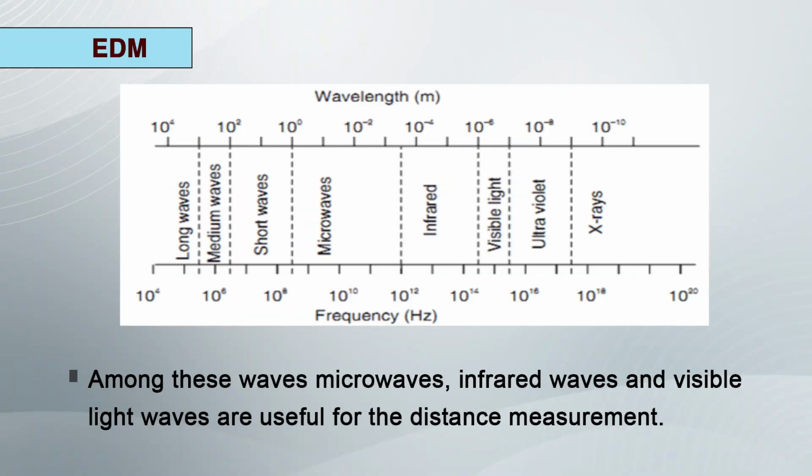Electronic distance measurement in general is a term used for distance measurement by electronic means. In this method, instruments are used to measure distance that rely on propagation, reflection and reception of electromagnetic waves like radio waves, visible light or infrared waves. Sunlight or artificially generated electromagnetic waves consist of waves of different wavelengths. The spectrum of an electromagnetic wave is shown below. Among these waves, microwaves, infrared waves and visible light waves are used for distance measurement.